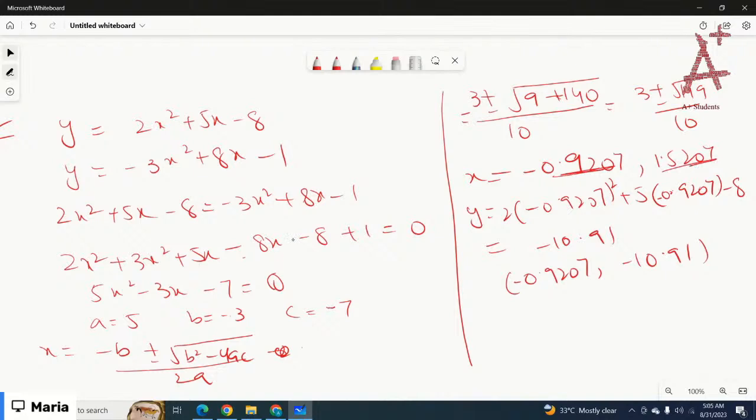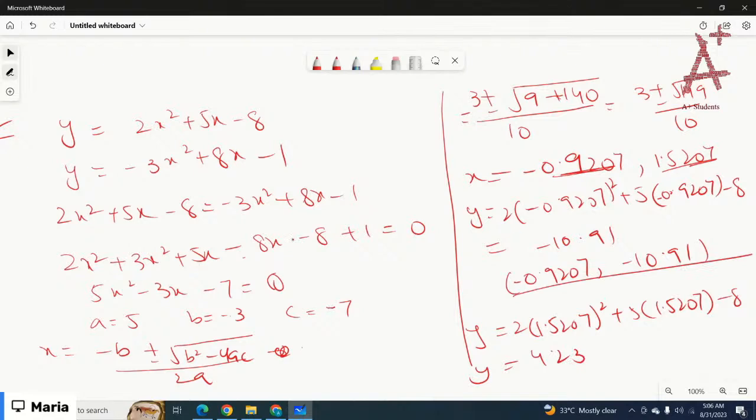And for the other point of intersection, you can put 1.5207 in the same equation. It would be 2 times 1.5207 square plus 5 times 1.5207 minus 8, right? So when you do the calculations, it would be 4.23. So the other point of intersection is 1.5207 and 4.23, right? Got it?